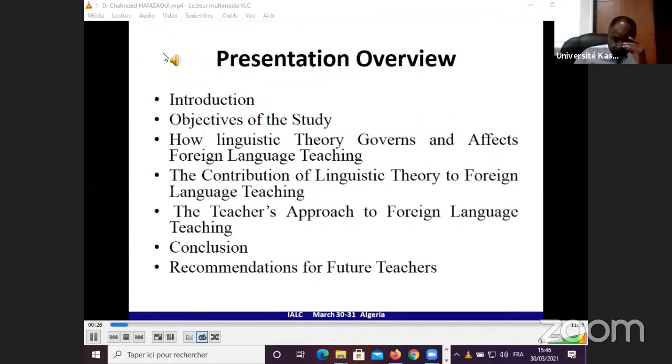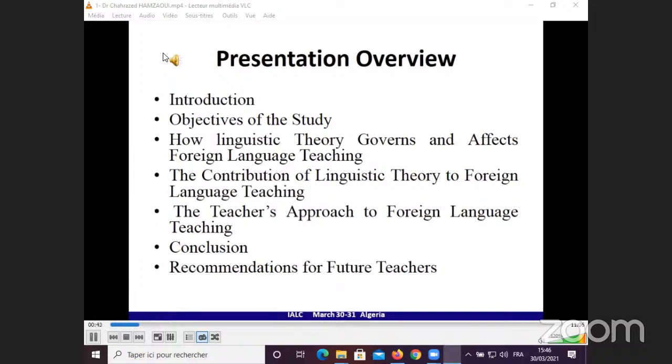My presentation is on the following content. First, I'd like to introduce the subject, then the objective of the study and the perspective. After that, I'm going to talk about how linguistic theory governs and affects foreign language teaching. Then I'm going to speak about the contribution of linguistic theory to foreign language teaching, the teacher's approach to foreign language teaching, and end my presentation with the conclusion along with some recommendations for future teaching.